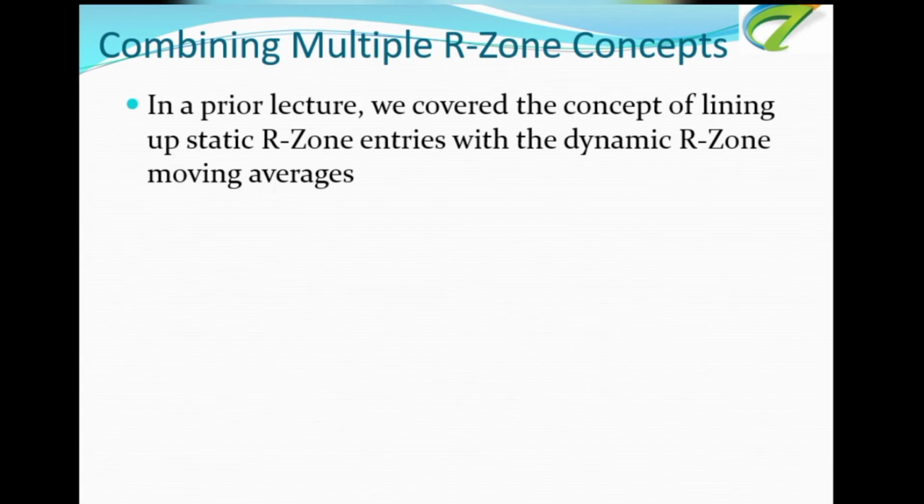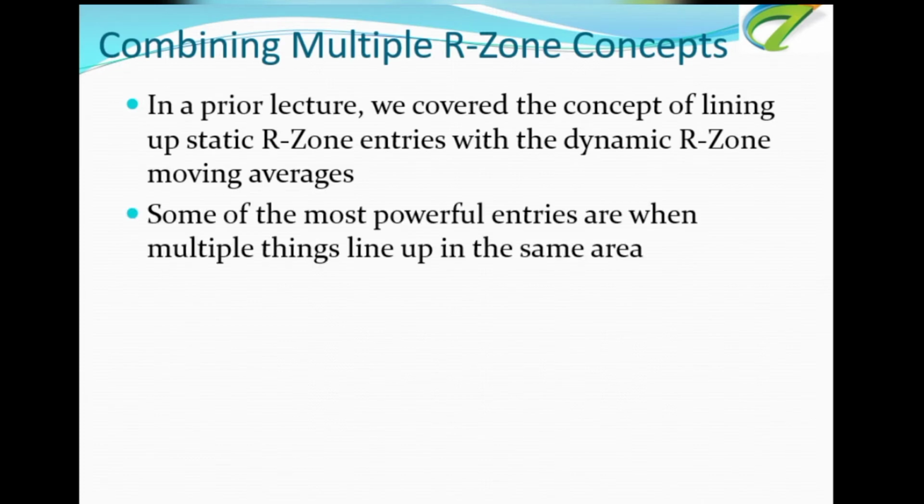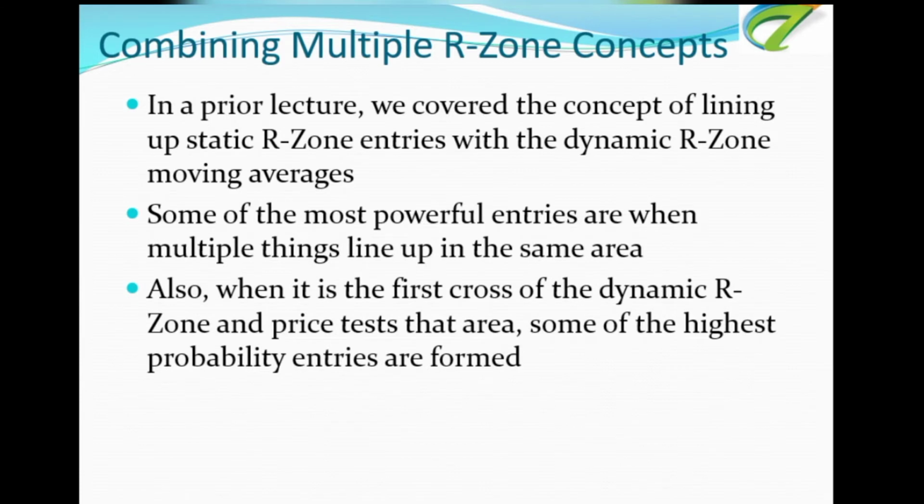Combining multiple R-zone concepts. In a prior lecture, we covered the concept of lining up static R-zone entries with the dynamic R-zone moving averages. Some of the most powerful entries are when multiple things line up in the same area. With more reasons, it's more logical to enter into the trade. Also, when it is the first cross of the dynamic R zone and price tests that area, some of the highest probability entries are formed.